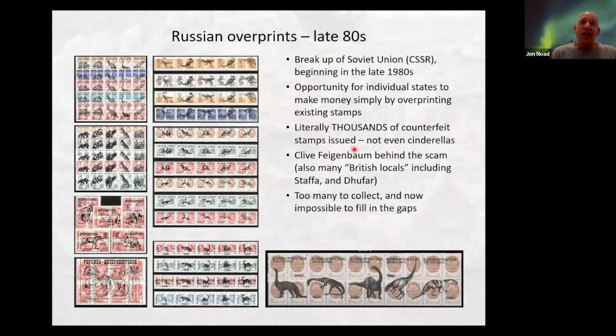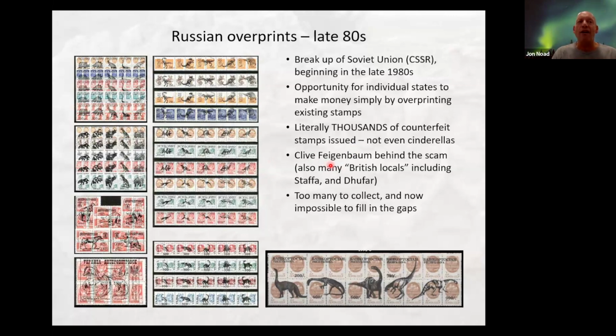Also in the late 1980s, we saw the breakup of the Soviet Union, and people saw potential for making money out of stamps. So one of the things that they did is they got these incredibly cheap stamps that were allegedly from Russia. I'm not even sure if the stamps were real. And Clive Feigenbaum, who is another infamous character in stamp history, was behind this scam where he literally just went along and stamped all of these stamps with overprints as though they were being used in some other countries in the former Soviet Union. I think none of these are even Cinderellas.